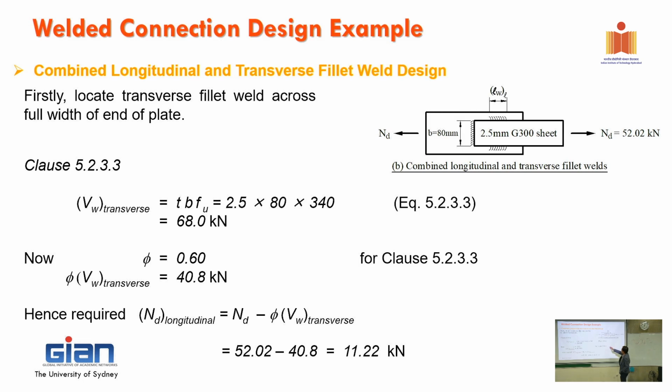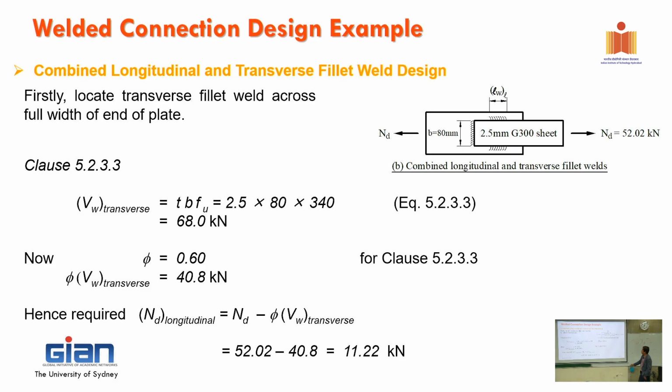Then we calculate the transverse one. First, we assume that we weld it all along here, the 80 millimeter width, this is the transverse weld. So we calculate the VW for the transverse one. It's 80 is the length, and 340 is FU, and T is the thickness, which gives 68 kilonewton. We times with phi factor. In this one, it's slightly bigger, 0.6.